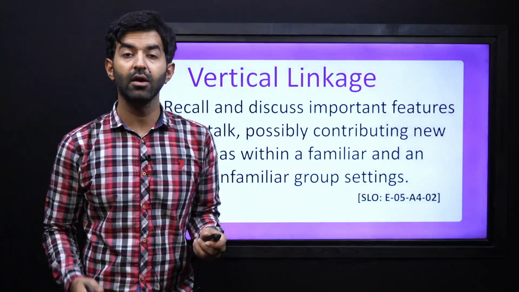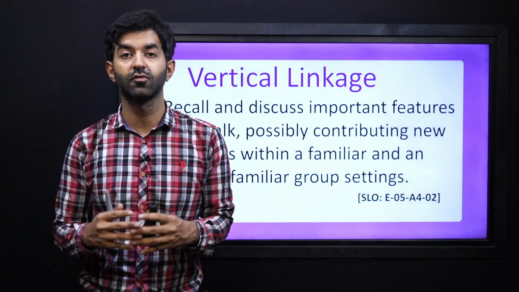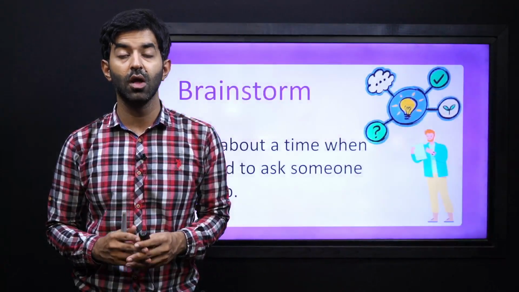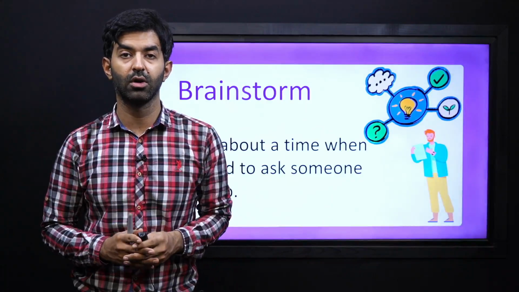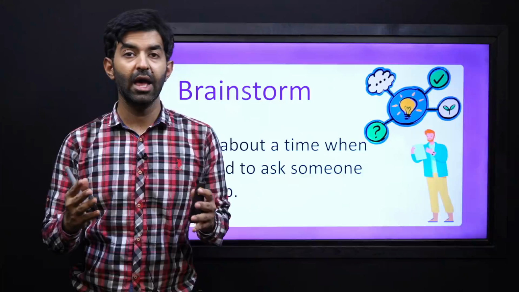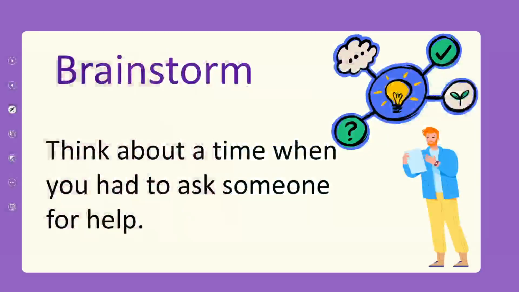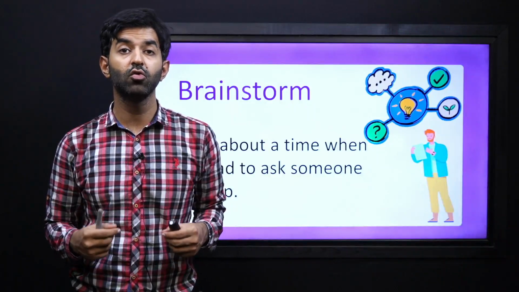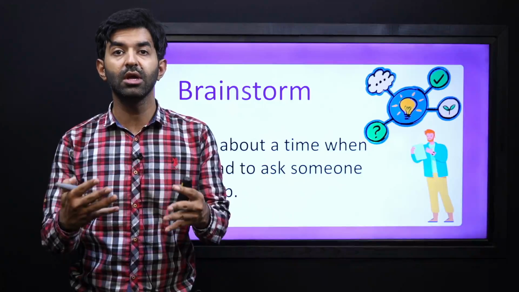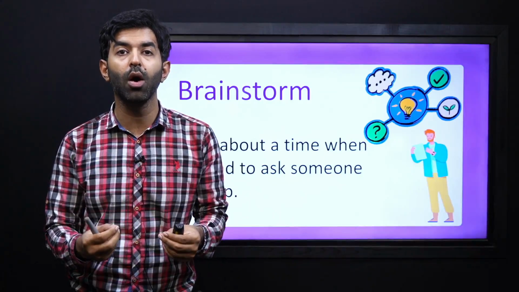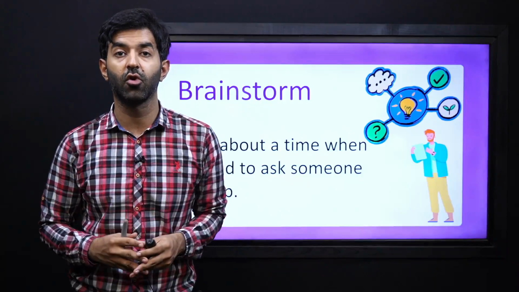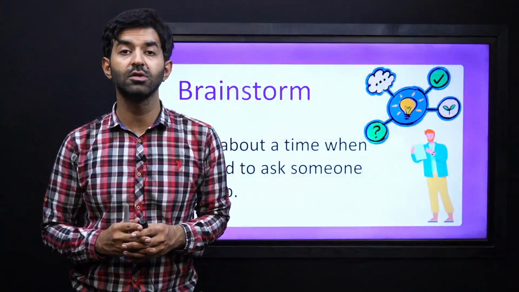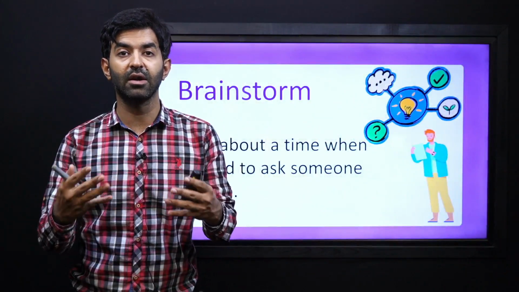Now, before that, you can see this vertical linkage. This is for additional information. And moving on to our brainstorming session, where you need to think about it. Did you ever ask for help from someone? I'm talking about when you were in a situation where you needed some help. How did you communicate? How did you convey your problem? And how did you ask for help? Think about it, students, and come up with your answers, or you can also act it out to show the whole class.